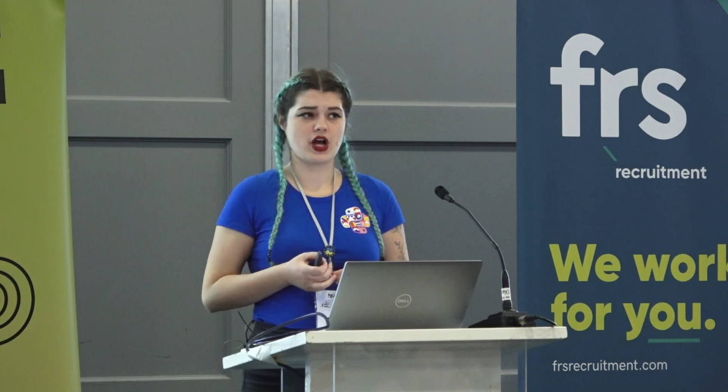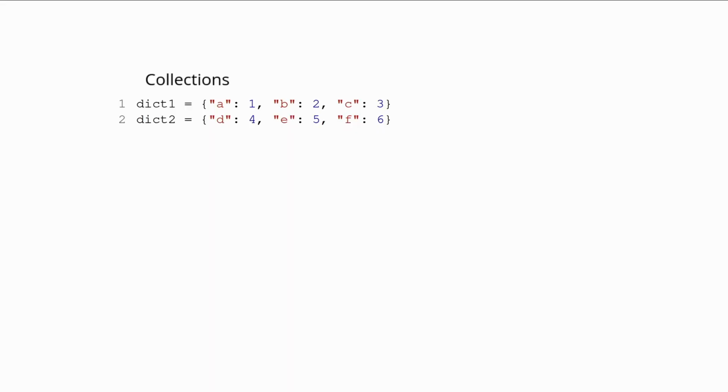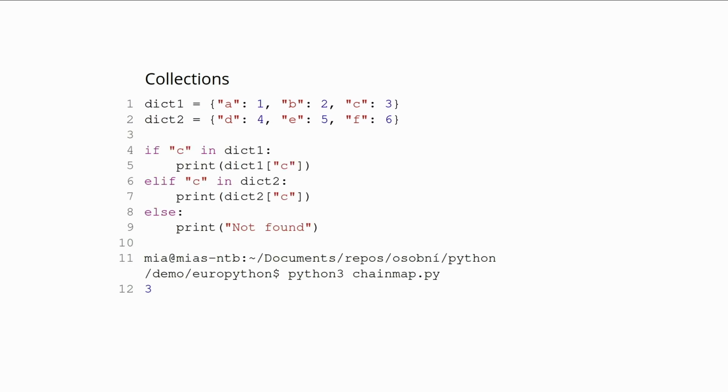Collections. How many of you have ever used it? Raise your hand. Okay, also around half of people. So let's say I have multiple dictionaries. Here we have two dictionaries, and I need to find some key. So you could do something like this. However, what happens if there's 10 dictionaries and not only 2, like in our example?